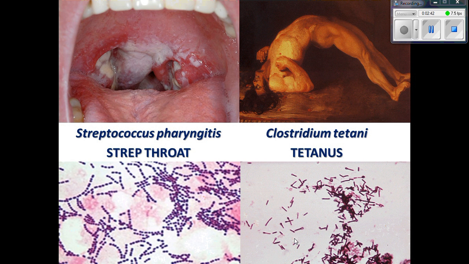The Clostridium tetani are bacillus-shaped bacteria, and in this picture, if you notice, you see them in their endospore form. Endospores protect them from the environment. Beneficial bacteria include bacteria that aid in making yogurt and cheese and certain antibiotics, as well as insulin.